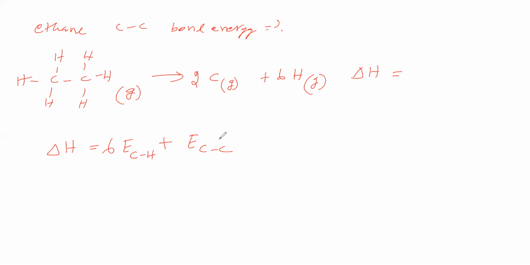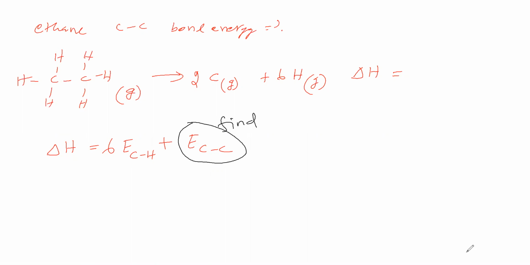What are they asking us to find? They are asking us to find the C-C bond energy. That means we must know delta H for this process, and we must know the C-H bond energy. Correct or wrong? So we should know what is the delta H for this process, then the C-H bond energy also. Then only we can find the C-C bond energy.